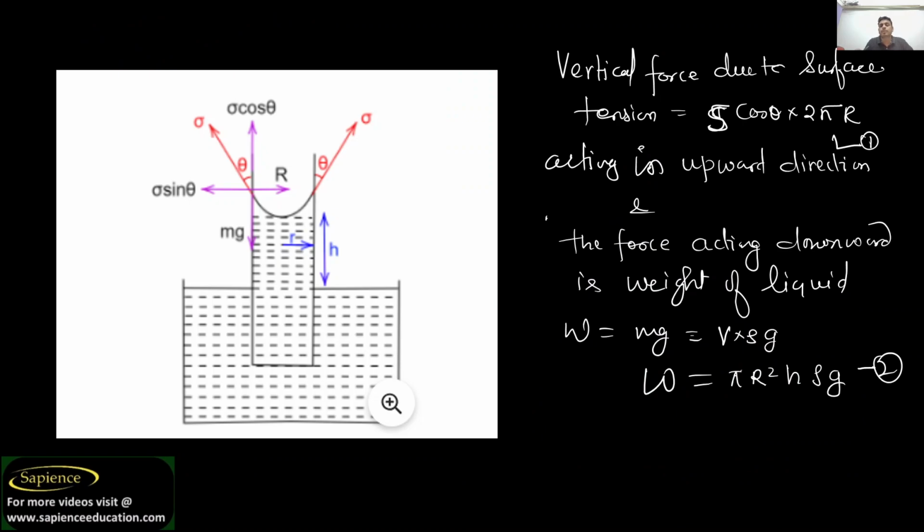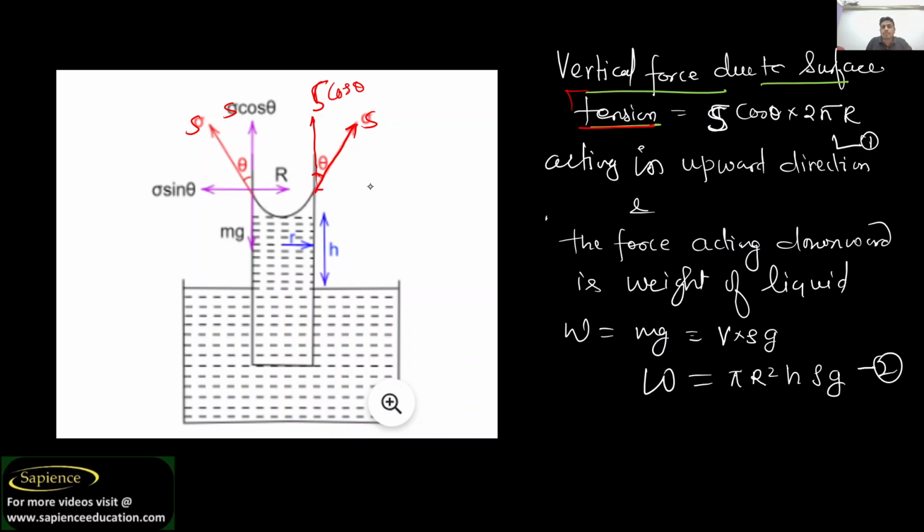Now let us prove it here. Tell me, what is the vertical force due to surface tension? You know that surface tension is acting in this direction at an angle theta. So surface tension has two components. We take surface tension as S everywhere, so the vertical component will be S cos theta.